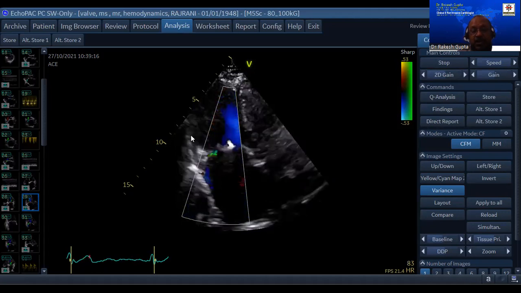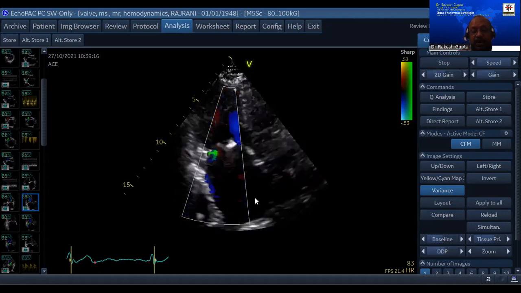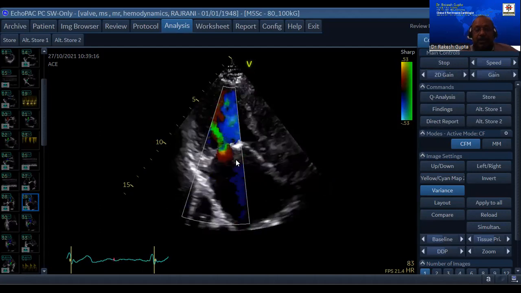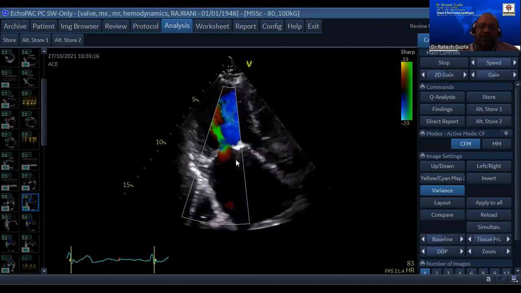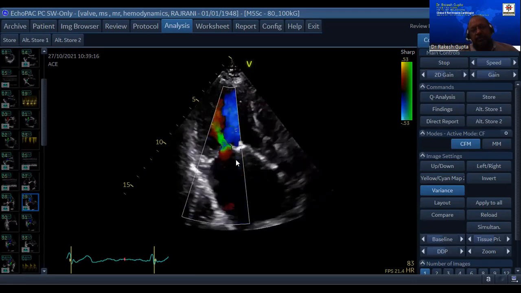So where is the rest of the blood going? 0.4 of the blood is going back into the LA. That constitutes almost 40% of regurgitant volume.